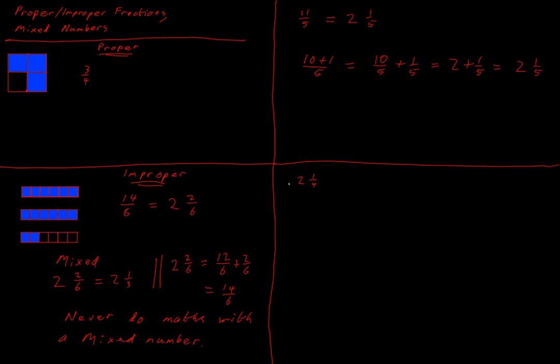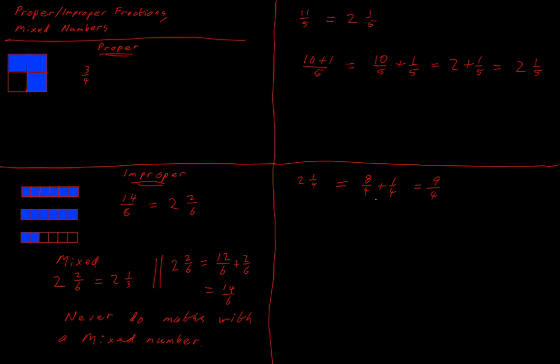If I start with a mixed number and I want to go to an improper fraction, I have 2 whole units and 1/4, and I want to write everything over a quarter. So how many quarters would there be in 2? There would be 8 quarters in 2. So I'd have 8 quarters plus 1/4. 8 divided by 4 is 2, so this is the same as this. And in total I'd have 9 quarters altogether.